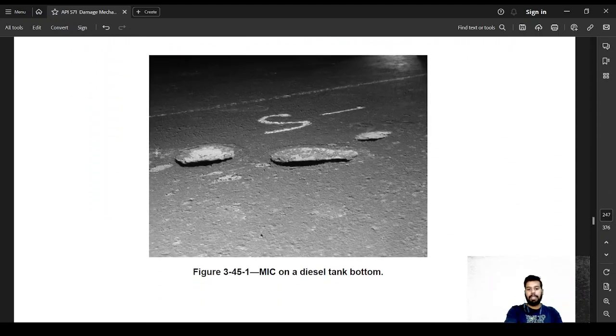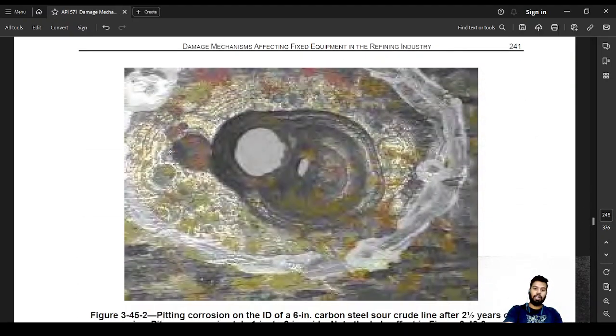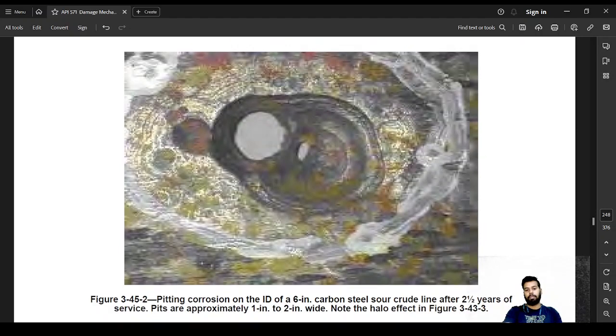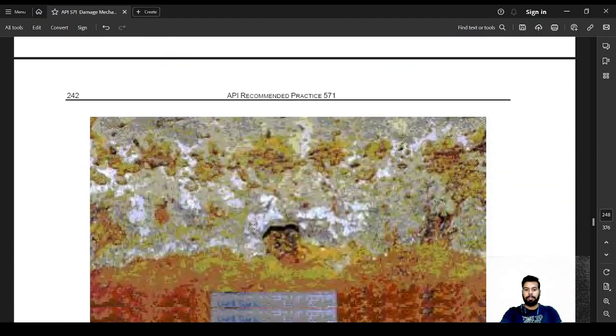So these pits that you are seeing are microbiology induced. Again, I have said that you'll see a colorful appearance. So this is the appearance that you can see. This is known as a halo effect. This again is a halo effect that you are able to see. So this is fungus that has developed on the inner surface of the equipment.